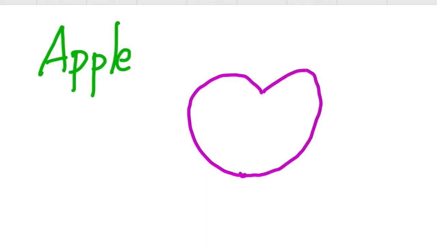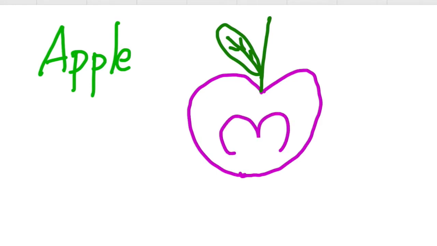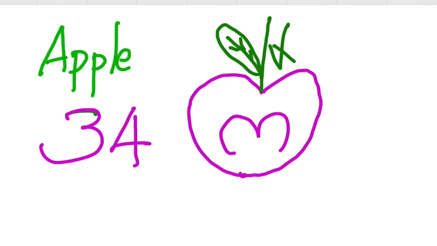apple. We can draw one apple, then draw one twig, and this apple size looks like that of the number 3 and its twig looks like that of 4. So the number of chromosomes in apple is 34. So we studied butterfly 380, dog 78, cat 38 and apple 34.